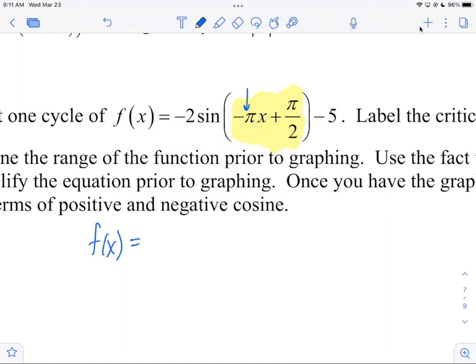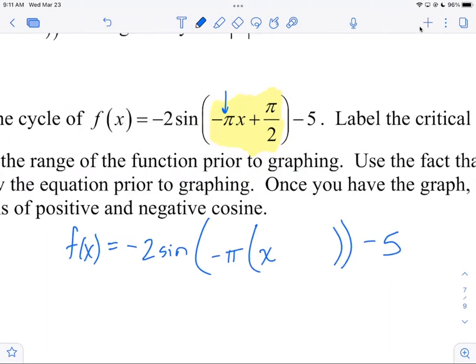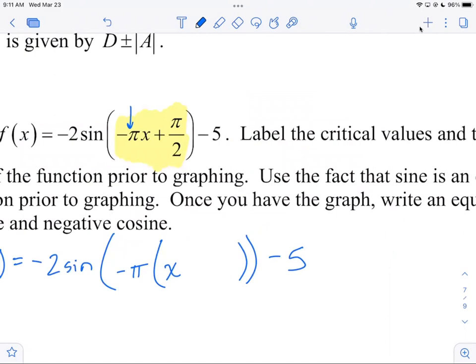All right, now we put f of x equals, that's the first step. All right, so we got -2 sine of parentheses, negative pi, parentheses, close, -5. All right, now what do you get when you factor out a negative pi from negative pi x? That's pretty easy, right? You're just left with x because we're dividing it out, right? Remember, factoring is dividing out. So what do you get when you factor out a negative pi from a pi halves? A 1? A -1/2? Or a 2?